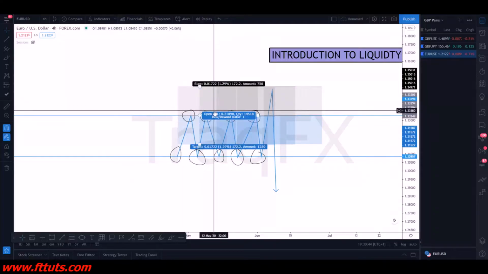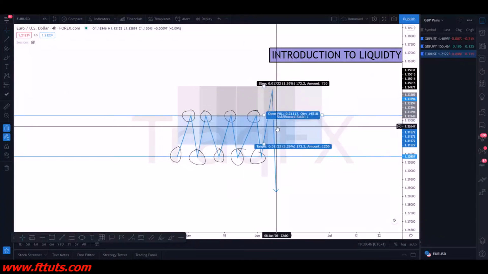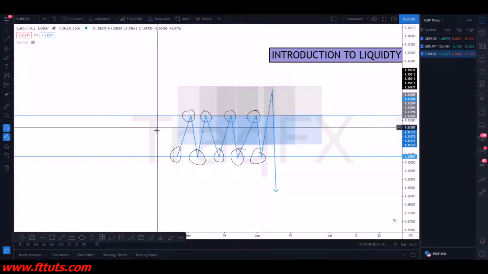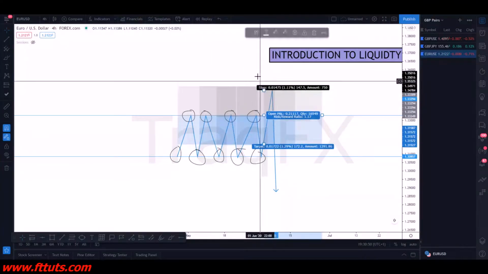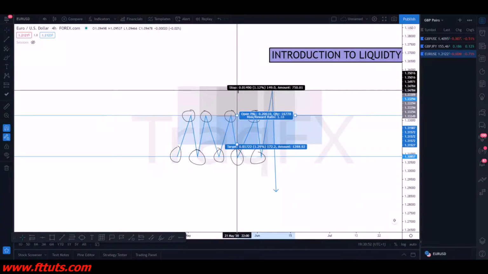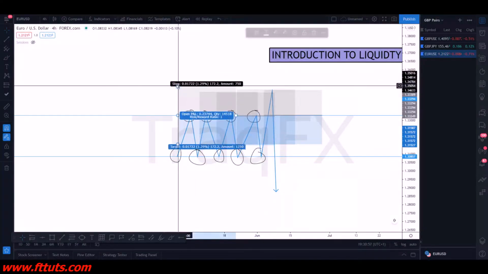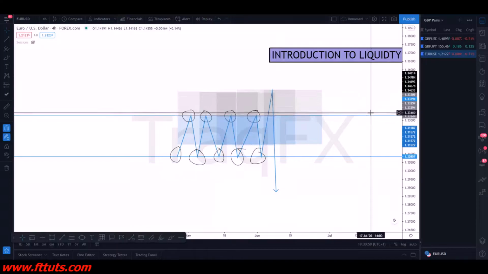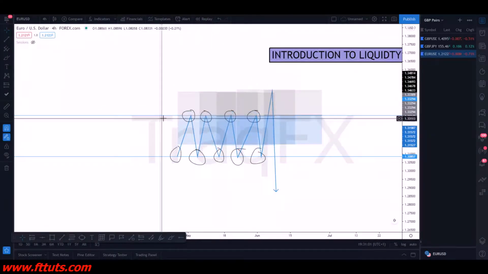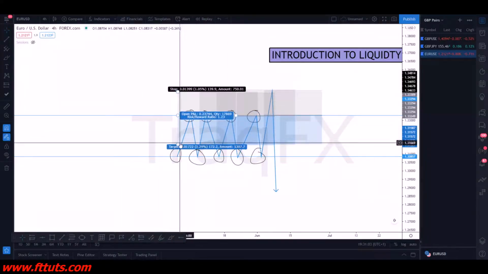So over here we have this level of resistance, and it's been tested multiple times. Retail traders think that the more times it gets tested, the better it becomes, right? But as smart money traders, we're not looking to buy at support, sell at resistance. We're looking to buy when retail traders are getting stopped out, and sell when retail traders are getting stopped out. So for example, everyone sells here, they put their stop loss above.